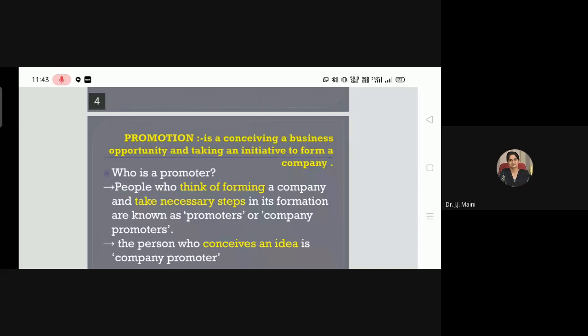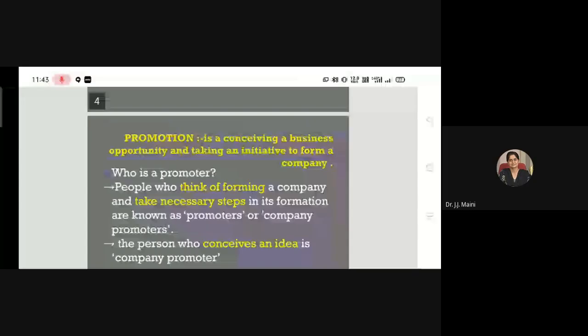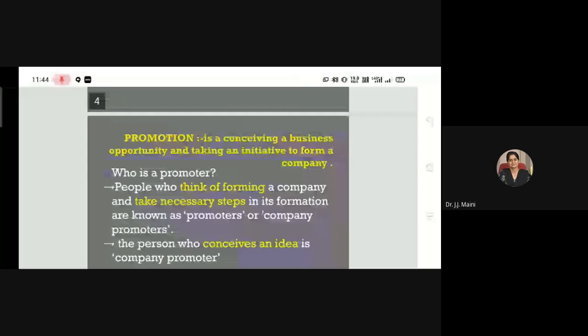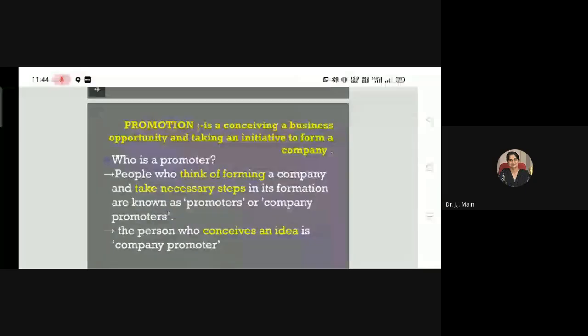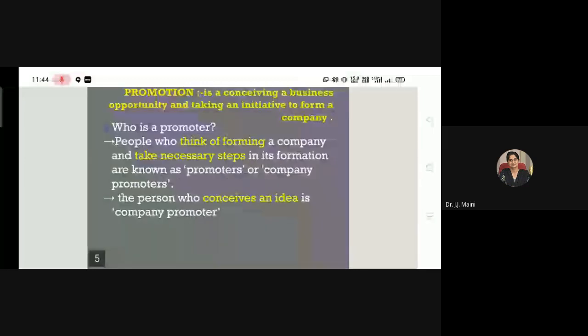Business opportunity and taking it into a company. The people who do this are known as promoters of a company. These are the people who come forward with the idea. These are called promoters, or they invest capital. The person who conceives an idea is the company promoter.